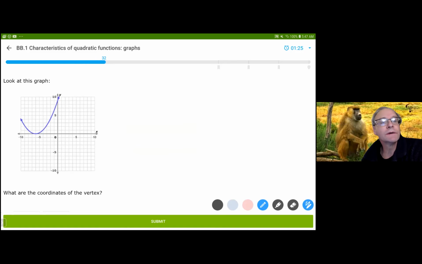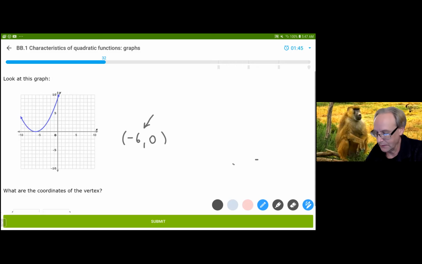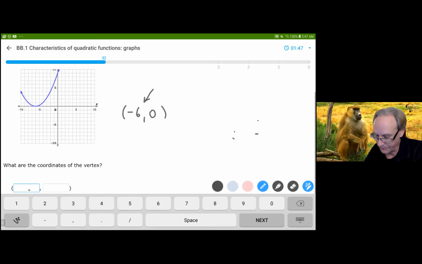What are the coordinates of the vertex? The vertex zeroes out at -6, 0. Easy to make an error there. That point is -6 on the x-axis. X-intercepts always have an x value, and they're always on the x-axis. Just remember, -6, 0. Notice that the equation of the x-axis is where y is equal to 0. That's why our y has to be 0 on the x-axis.